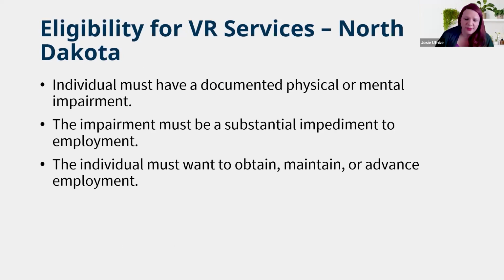So this is going to be on the North Dakota side. Sometimes this can look a little bit different state to state, but for the most part, this is pretty similar across the board. So an individual must have a documented physical or mental impairment. The impairment must be a substantial impediment to employment. The individual must want to obtain, maintain, or advance employment. And I want to expand on this a little bit.